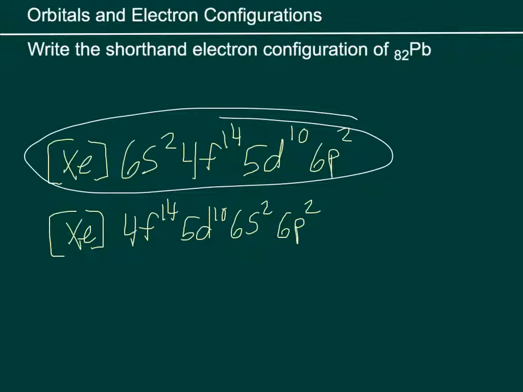Also, for the purposes of our class, we're not going to have to worry about what happens if you stop in the middle of an F block. We only have to worry about that with the D block, and we'll talk a little bit about those in a separate video, but some of the exceptions, such as copper and silver, and why there are exceptions and how they change their configurations a little bit.